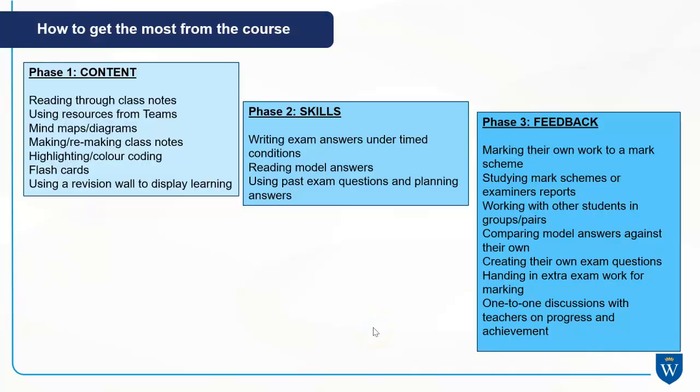There's very much a building of skills over the course of the A-level in year 12 and 13, and so here we've outlined the different skill development that students should be aiming to focus on throughout the course of the next 2 years. And so phase 1, really they want to begin by reading the content actively and really working with the material that they study. This includes reading through class notes, using resources on Teams, maybe creating mind maps or flashcards, and really building a visual display of their learning.